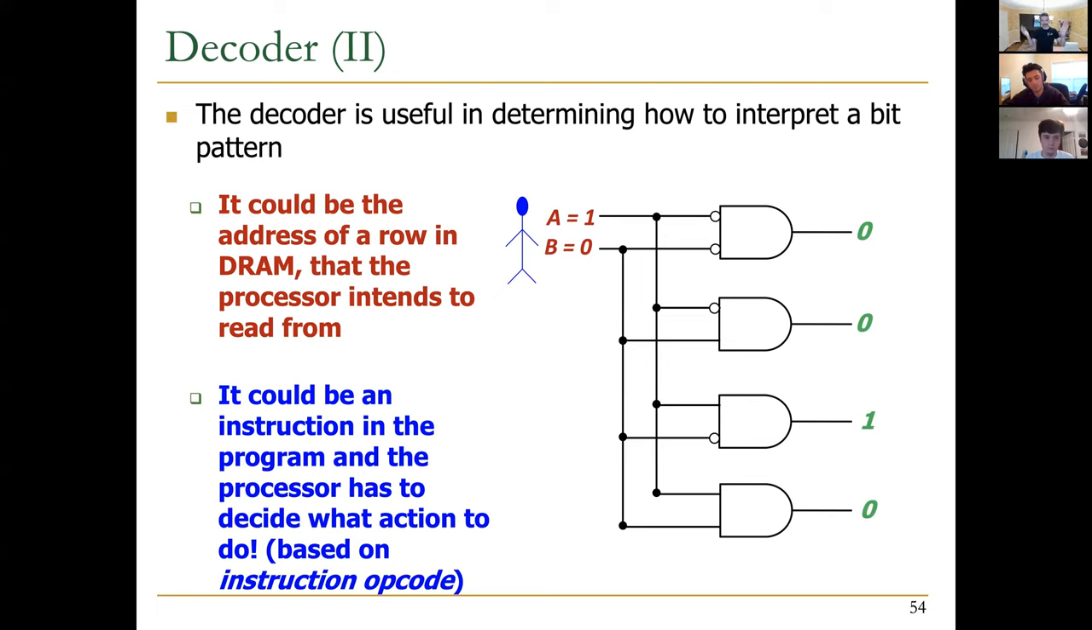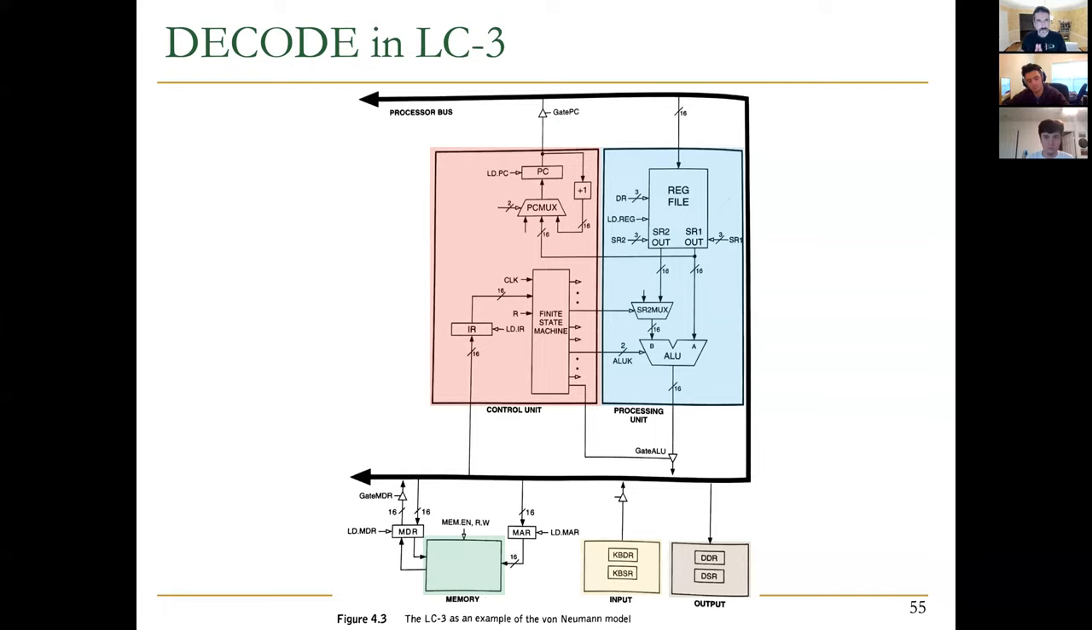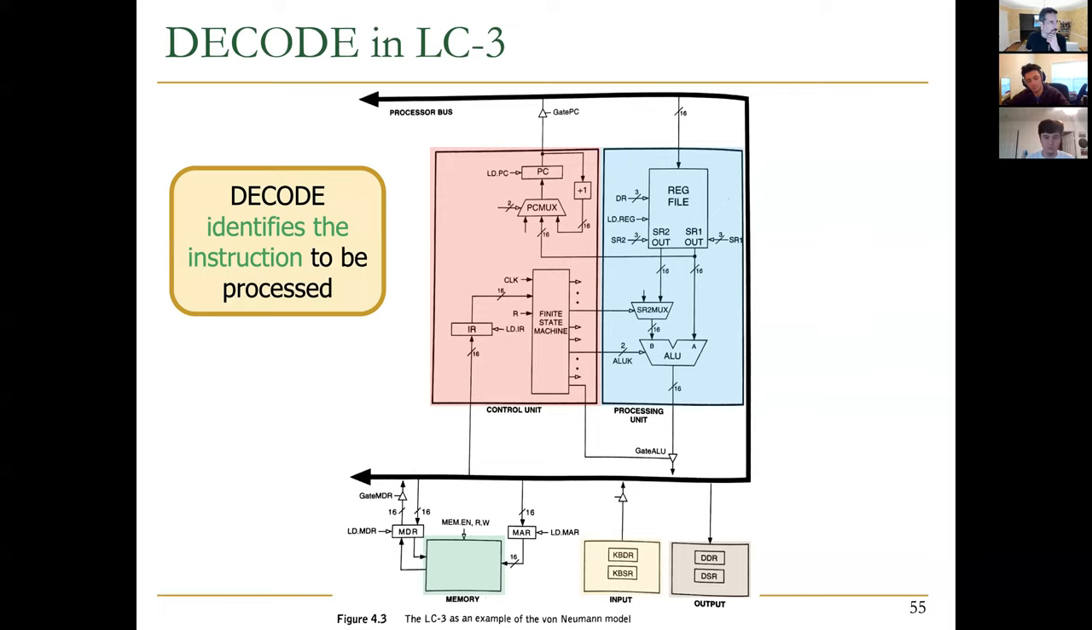Beside this, it has different usages, but essentially finding the right instruction is one of the most important usages of a decoder as a logic gate. But it has other usages as well. Okay, so decoding is simple.